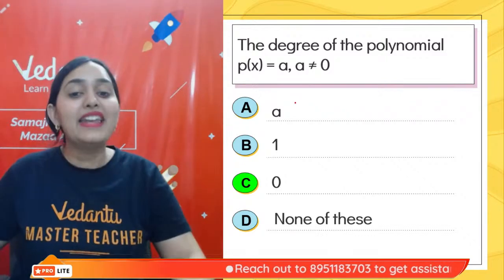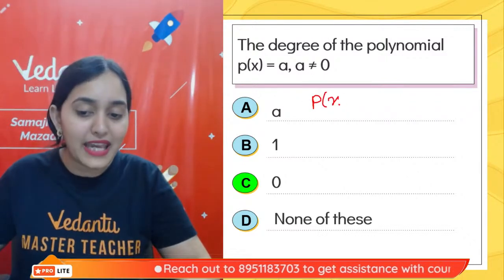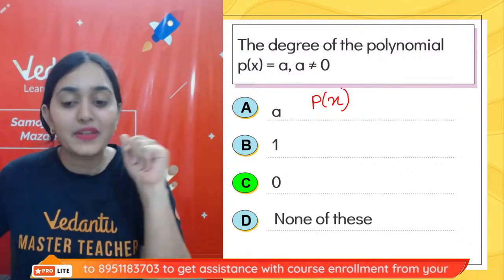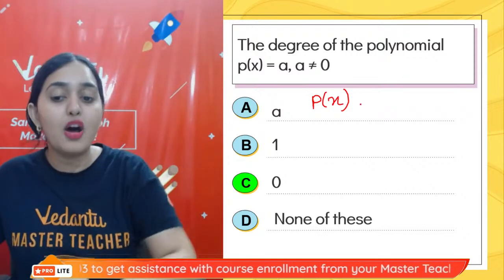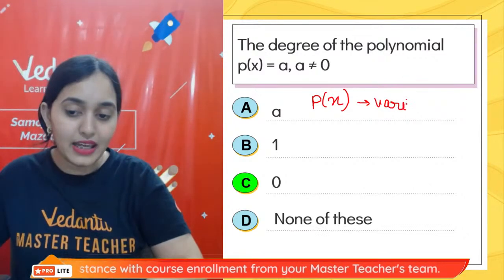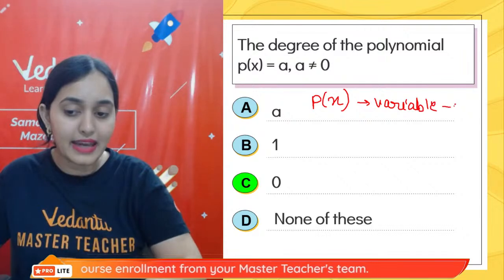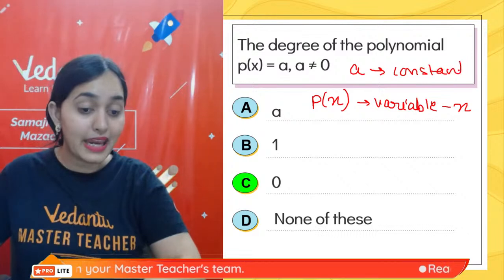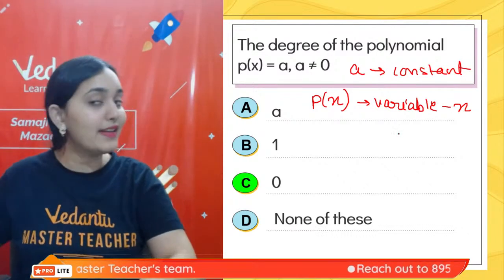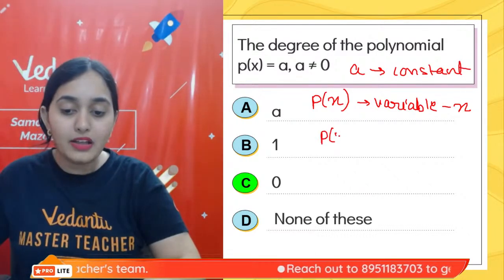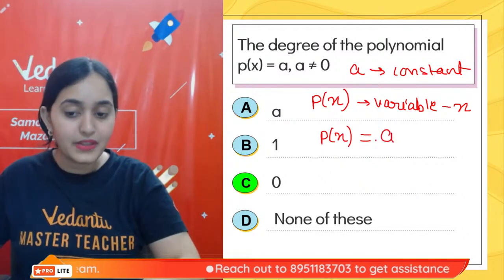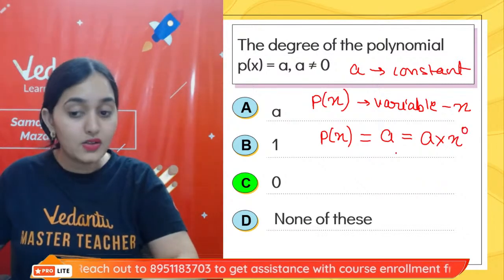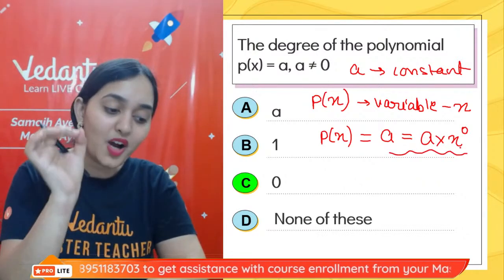Why 0? Now, do you know what is the meaning of px? It is a very good question. Everybody pay attention. What is px? Px is a polynomial where the variable is x. Now, a is a constant. A is not the variable. So, my polynomial value is a. Now, a is equal to a into x to the power 0. So, what is the degree of this polynomial?